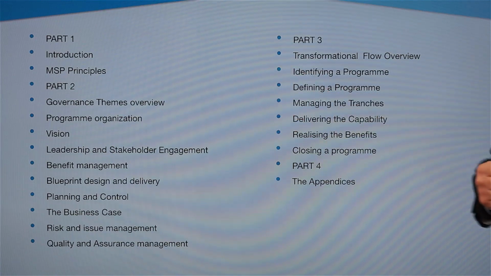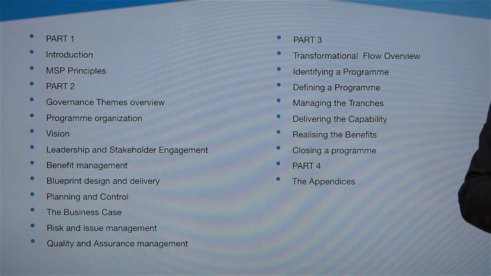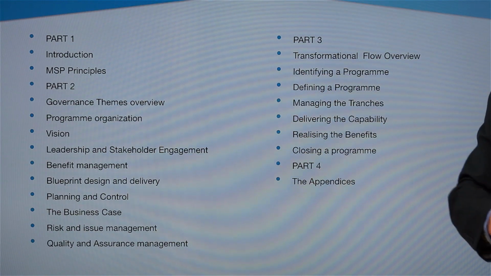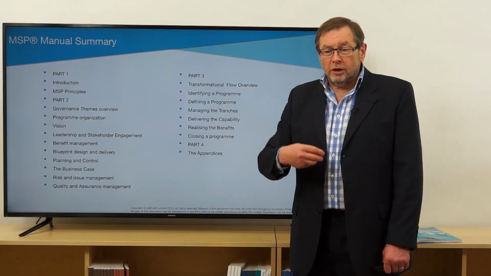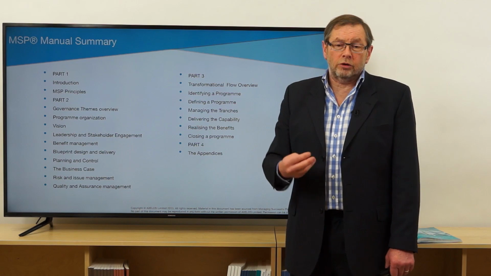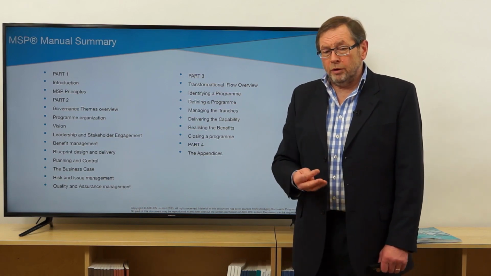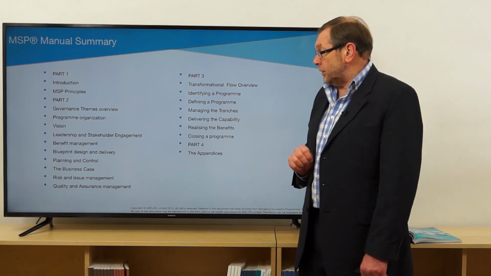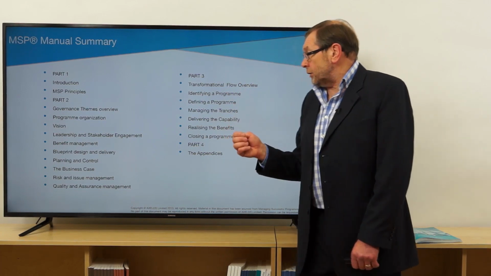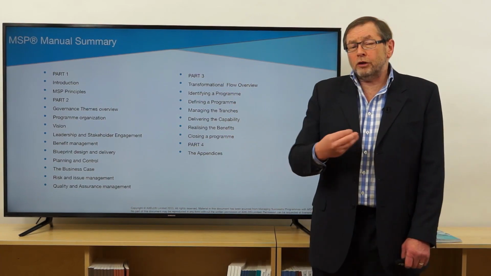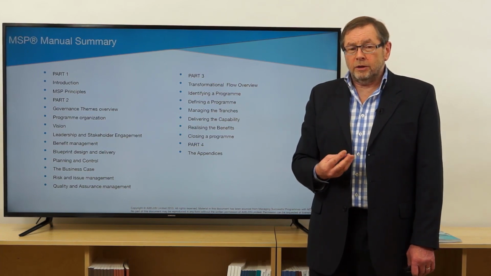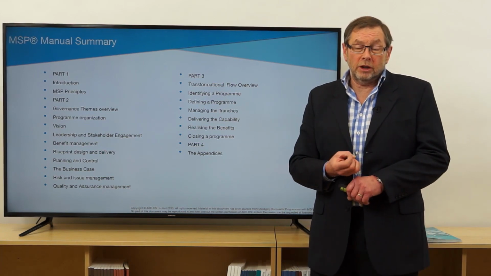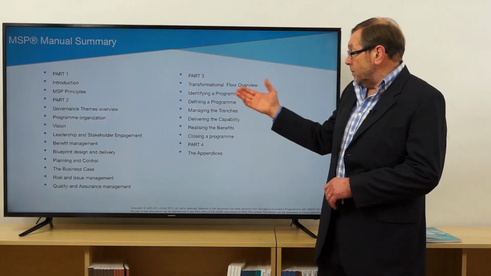And then we're going to go through the 9 governance themes again, but now in more detail, explaining a lot more about the roles, about risk and issue management, etc., about quality and assurance, about building blueprints, etc. So we're going to look at that in more detail. And then we'll revisit the transformational flow, look a bit more about the responsibilities as we go through the flow on producing the activities or the documents, the program information and certain documents. And that's in part 3.